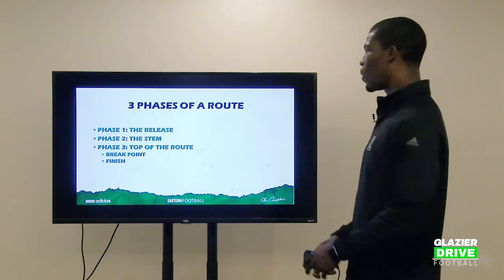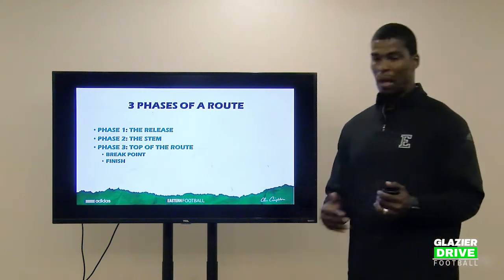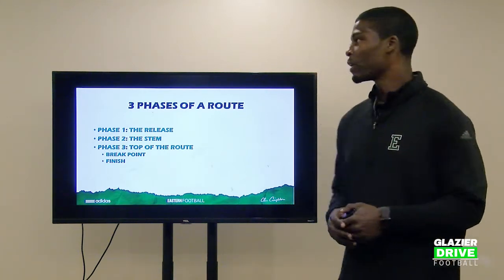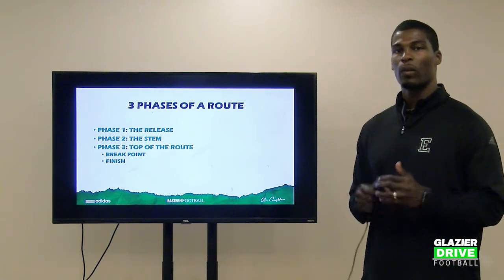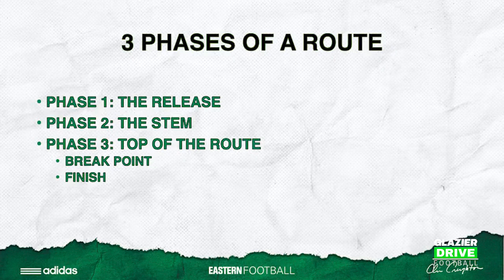Now, again, before going into talking about the techniques of playing press man, we have to understand the three phases of a route. We must understand that because, again, these things affect technique as well. Phase one is the release phase, right when the ball is snapped. We're up there in the press alignment. We've got our parallel stance. This phase one, again, is the release phase.